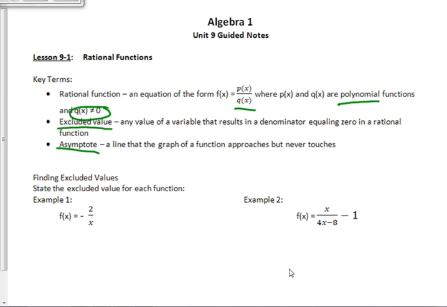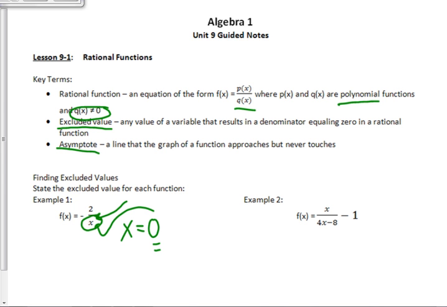So for instance, in example 1, you see the denominator here is x, and what you're going to do is find your excluded values. So you set it equal to 0. In this case it's pretty simple, x equals 0. This is telling you the excluded value is 0. Okay, you cannot put in 0 for x because you cannot have negative 2 over 0. You cannot divide by 0, and you could check that with your calculator.